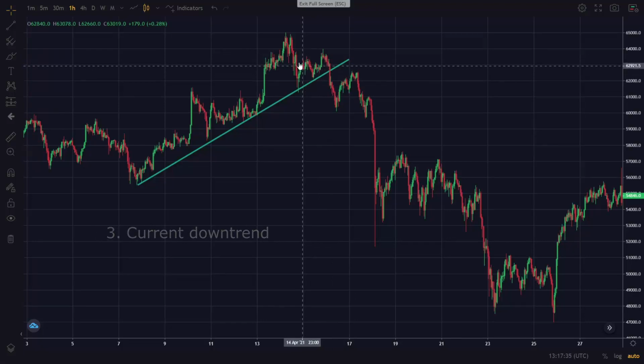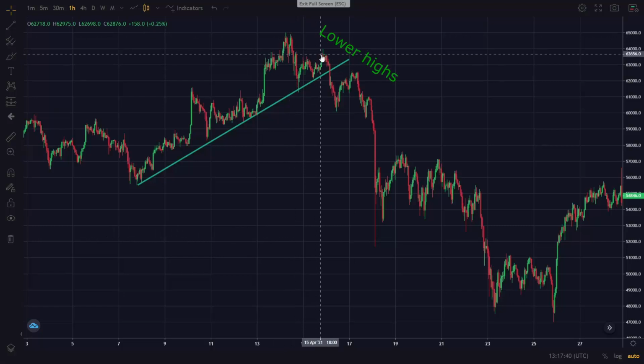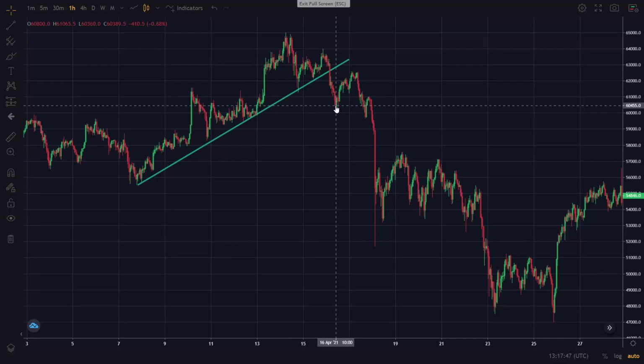Now, a downtrend is characterized by lower highs, as you can see here, the high is getting lower, and lower lows. The low here is getting lower. So there is a current downtrend. This is a sign that the trend has reversed, and you can now open a short position from this uptrend.